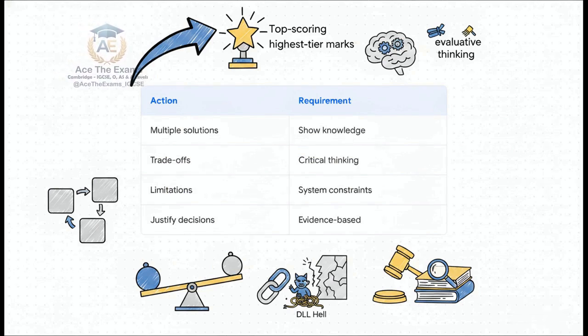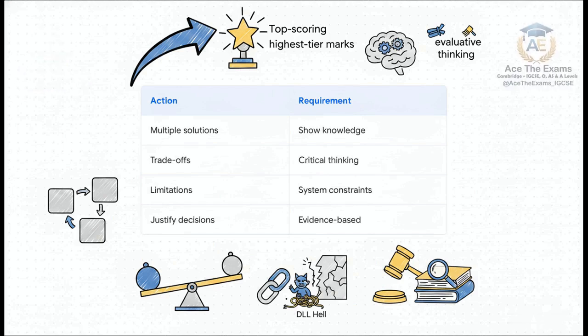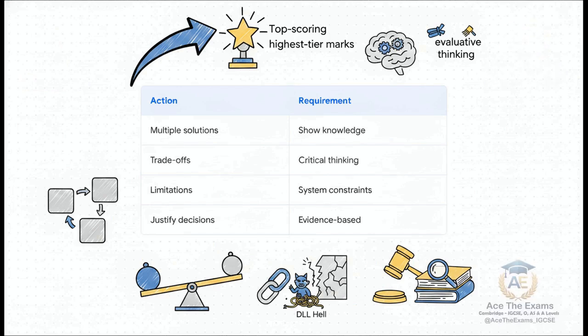When a command word asks you to evaluate a developer's choice to use DLLs, you must consider multiple solutions to show your breadth of knowledge. You absolutely have to analyze the trade-offs to demonstrate critical thinking. Sure, DLLs save memory, but what about the risk of DLL hell, malicious injection, or versioning conflicts? You have to acknowledge those limitations to highlight system constraints. And always justify your final decisions with rock-solid, evidence-based reasoning.